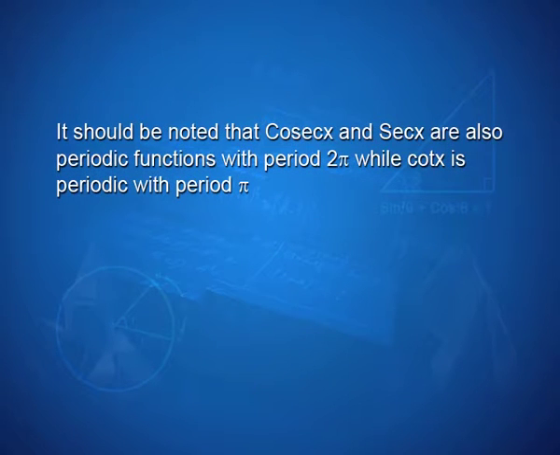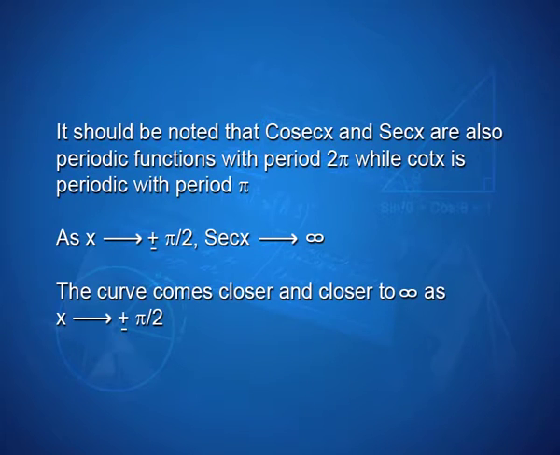It should be noted that cosec x and sec x are also periodic functions with period 2 pi, while cot x is periodic with period pi. As x tends to plus or minus pi by 2, sec x tends to infinity. So, the curve comes closer and closer to infinity as x tends to plus or minus pi upon 2.